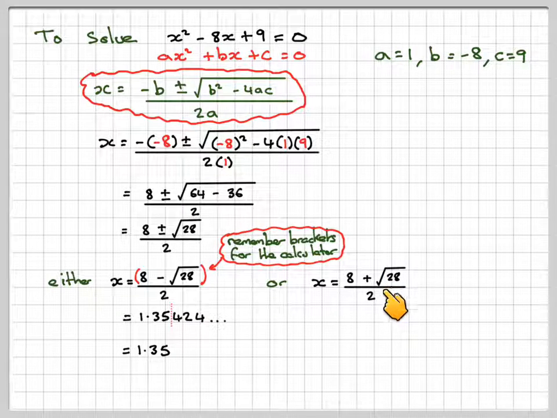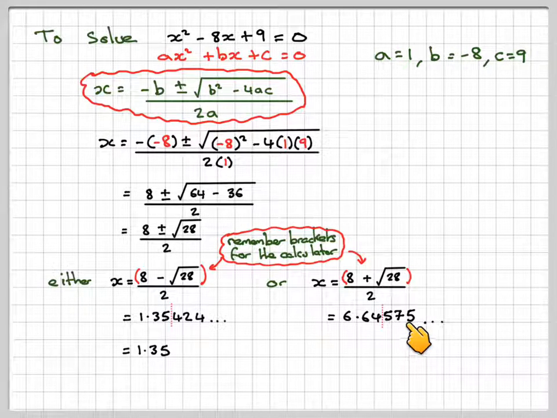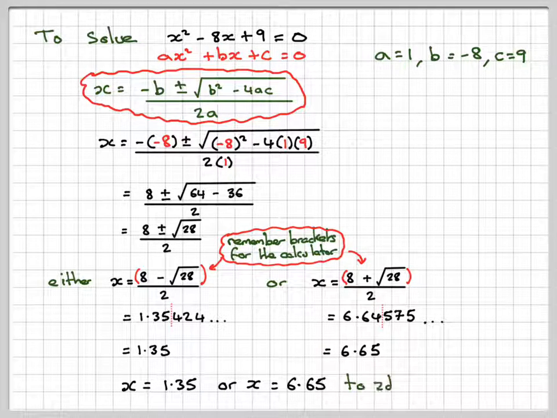Or x is equal to 8 plus root 28 over 2, again remembering to put brackets in, or to use the fraction template on one of the newer calculators. Working that out gives me 6.64575. That 5 does affect that 4, so the answer becomes 6.65. So finally, x is equal to 1.35, or 6.65 to 2 decimal places.